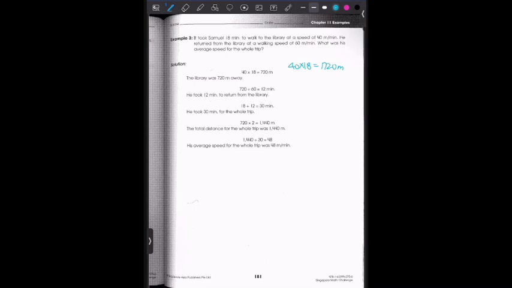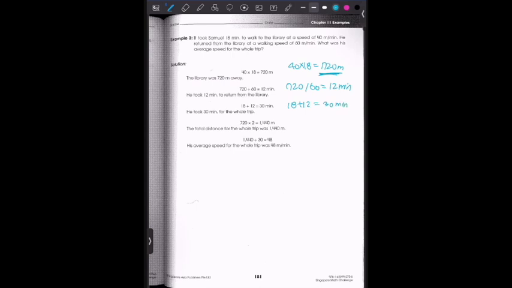And so the total distance from where he's starting out to the library is going to be 720 meters. So using that information, if he walked at a speed of 60 meters, that would have taken him 12 minutes. And so the total time he spent would be 18 minutes plus 12 minutes, which would be 30 minutes.